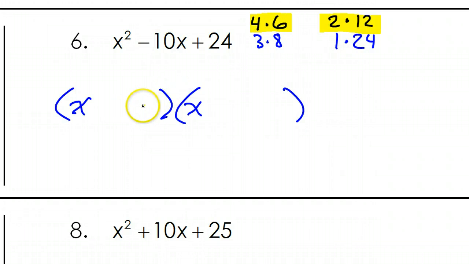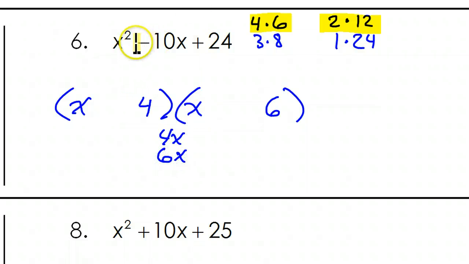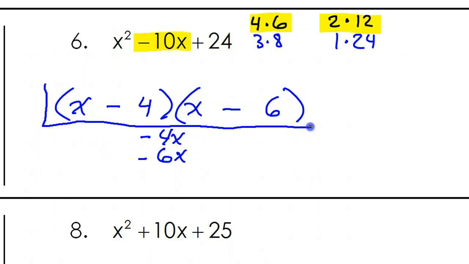Let's start with the 4 and the 6. The inner plus the outer have to equal the middle. The only way I can get negative 10 out of 4x and 6x is if I make them both negative, which would mean both of these would be negative. Now, will that give me a positive 24 somehow? Well, yes, because the negative 4 times the negative 6 is positive 24, which means this is the correct choice.